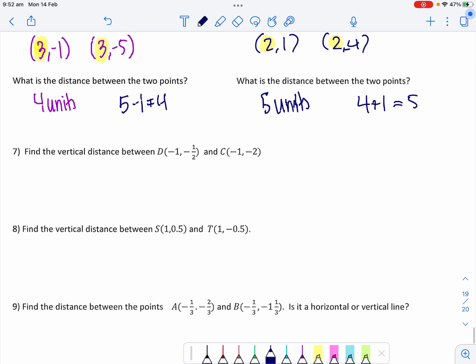So now I'm going to use the same rules that I used up above for horizontal distance, and I'm going to apply that to vertical. So if my two signs are the same, I'm going to subtract. If my two signs are different, I'm going to add. So here, my x coordinates are going to be the same, and then the signs on my y coordinates are also the same. So I'm going to do 2 minus 1/2. 2 minus 1/2 is going to be 1.5 units.